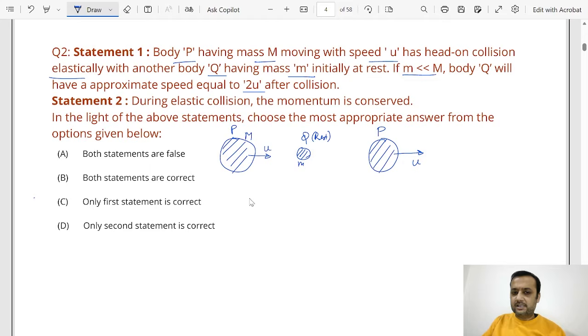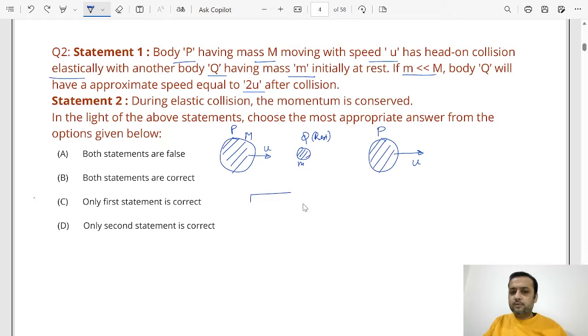Imagine a train moving in the forward direction, and it hits a particle or small block. Will the impact from the block change the speed of the train? Of course not. The train will continue to move at the same speed. That is what we are saying. So P will continue to move at the same speed, although theoretically speaking, the speed of P will decrease very slightly.